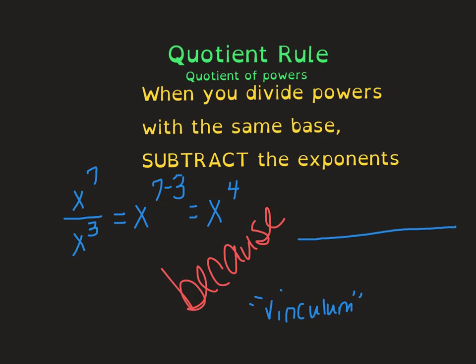X to the 7th power over x to the 3rd. Okay, so this is x to the 7th minus 3. So you have to subtract your exponents. You get x to the 4th.